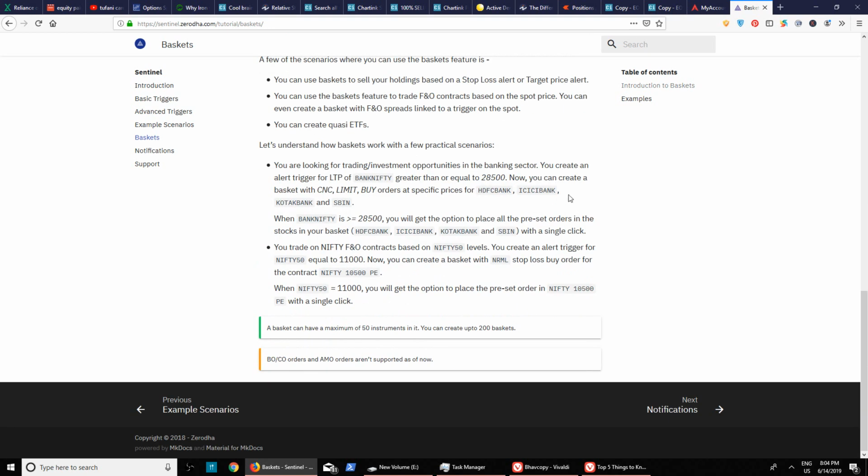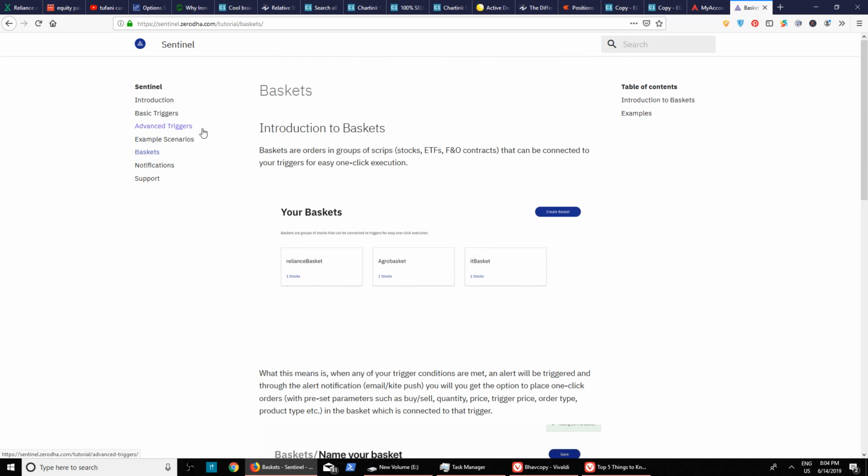So especially for investment, or even for trading, trading and investment opportunities, you can create a basket with cash and carry, limit, buy order, and set specific prices for stocks and also others. So these are the basic triggers.